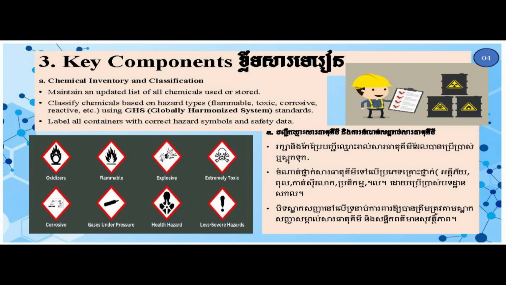A. Chemical inventory and classification. Maintain an updated list of all chemicals used or stored. Classify chemicals based on hazard types, flammable, toxic, corrosive, reactive, etc., using GHS, Globally Harmonized System, standards. Label all containers with correct hazard symbols and safety data.